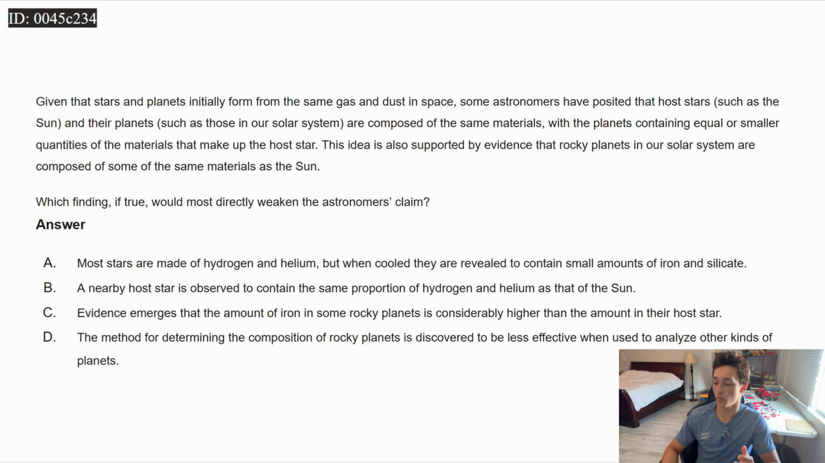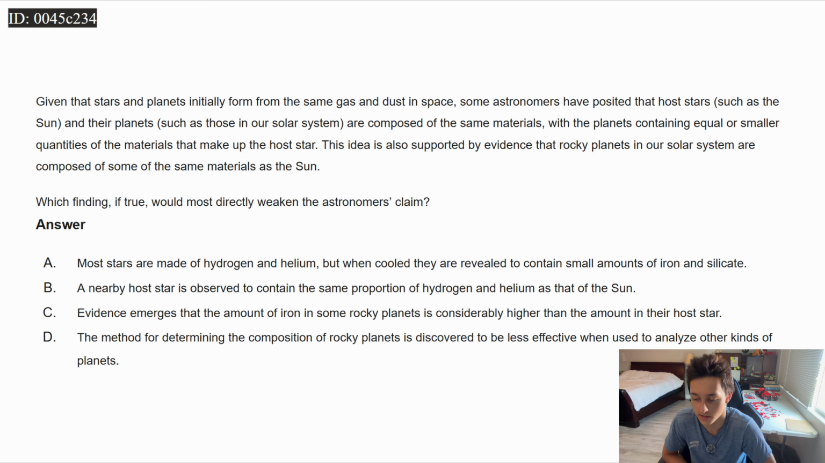Okay, so let's start with finding the claim. Some astronomers have posited that, and there's the claim, host stars and their planets are composed of the same materials, with the planets containing equal or smaller quantities of the materials that make up the host star. So to weaken the claim, we either have to say host stars and their planets are not composed of the same materials, or we have to say the planets contain greater quantities of the materials that make up the host star instead of equal or smaller, right? Or we can say both of those.